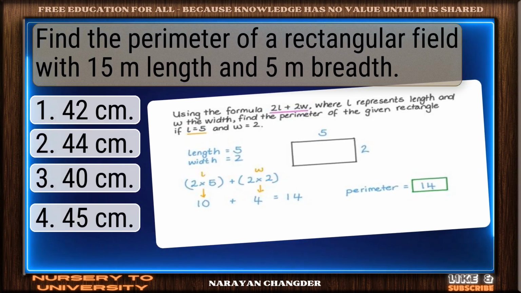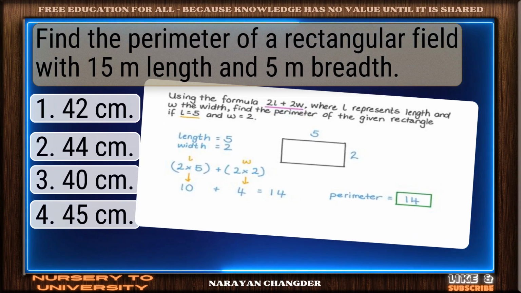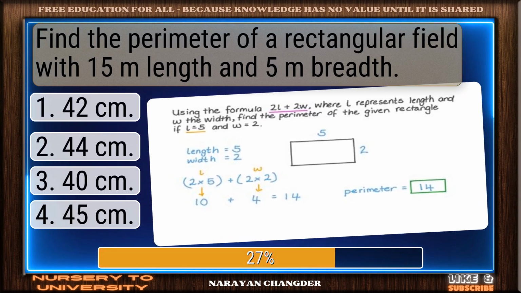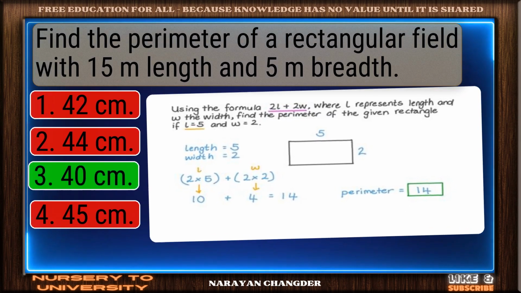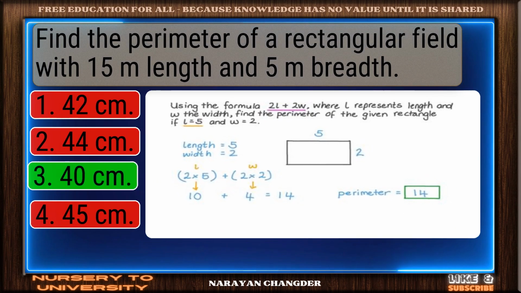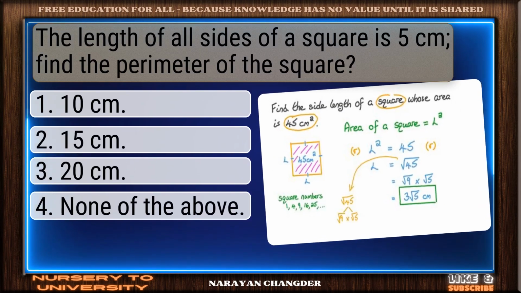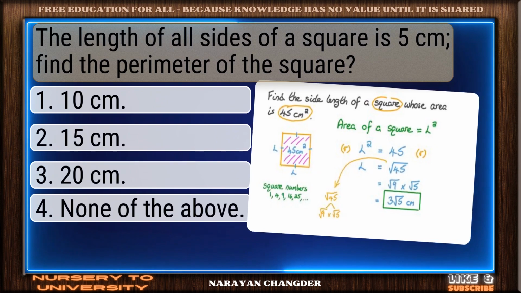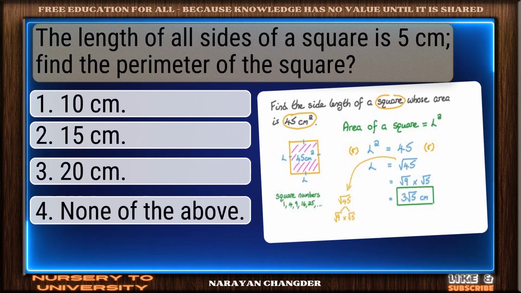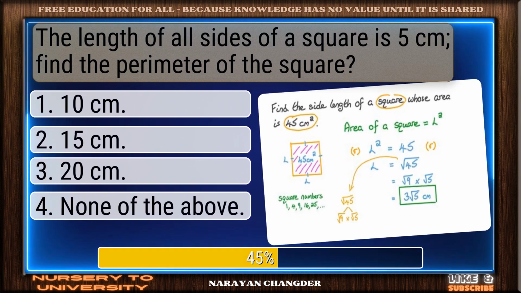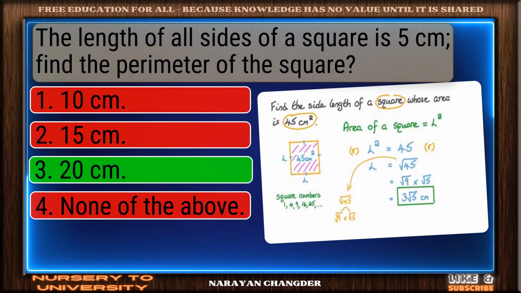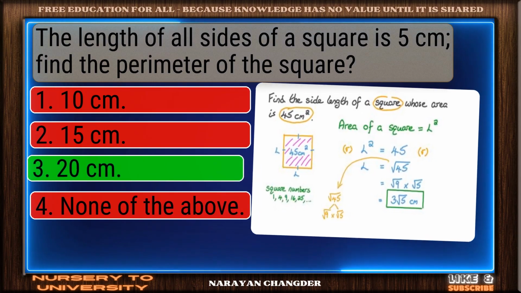Find the perimeter of a rectangular field with 15 m length and 5 m breadth. Exactly. 40 m makes sense, and it is the right choice. The length of all sides of a square is 5 cm. Find the perimeter of the square. Well done. 20 cm is the right choice.